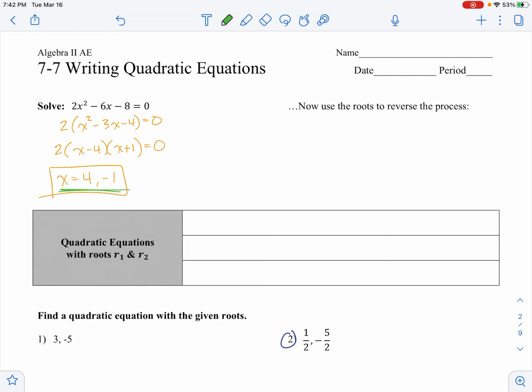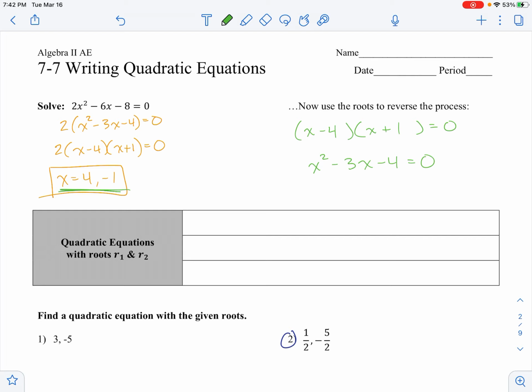I have 4 and -1. Now, if I were doing this, I would say to myself, in order to get 4, well, I know it's a quadratic for now, so I have my two binomials. In order to get 4 as one of my answers, I would have to set this binomial equal to 0, so I would have to have x minus 4. For my other binomial, to get -1 as an answer, it would have to be x plus 1. And then I could multiply these together. When I FOILed them out and combined like terms, I would get this as my equation.